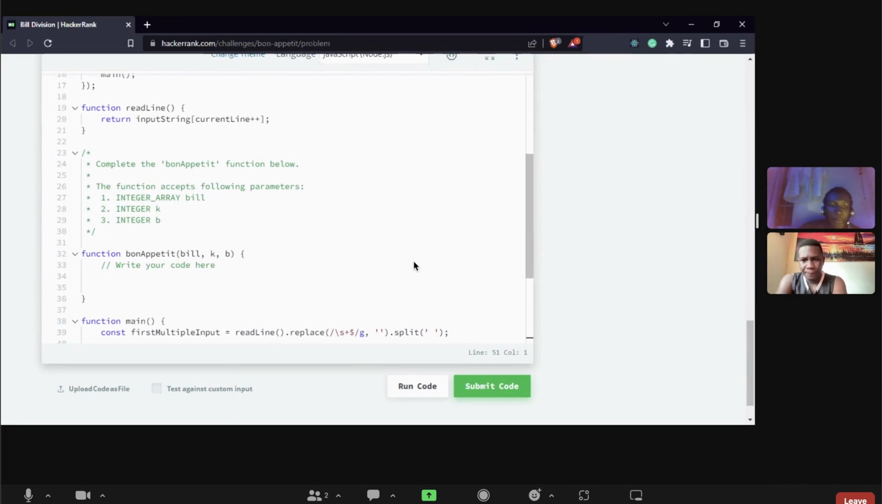Yeah. Because we have to remove the item K, and then the B means we have to do some addition or subtraction somewhere. So you have logical calculation. So you have to subtract what you expect and what is expected. And then we get, of course, to print either Bon Appetit or the balance.